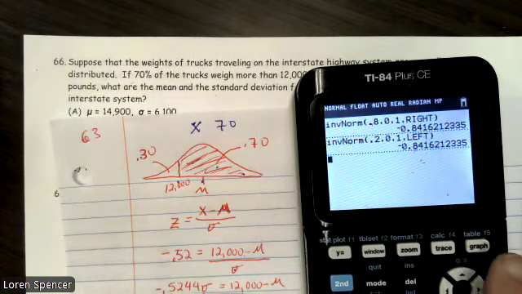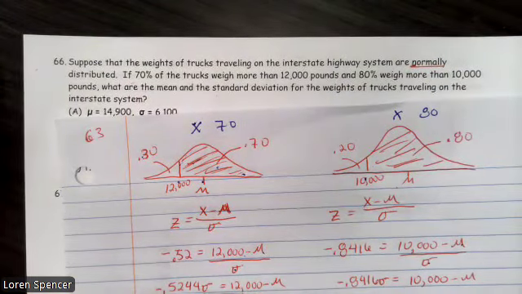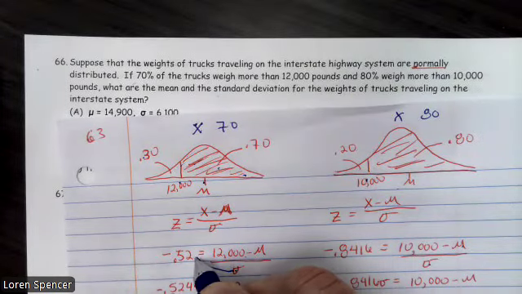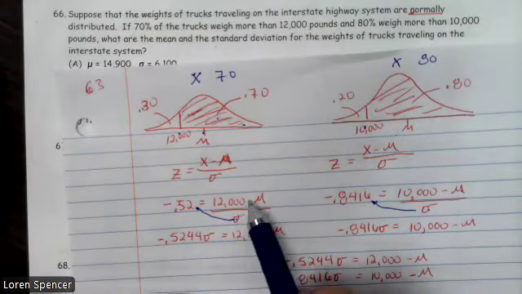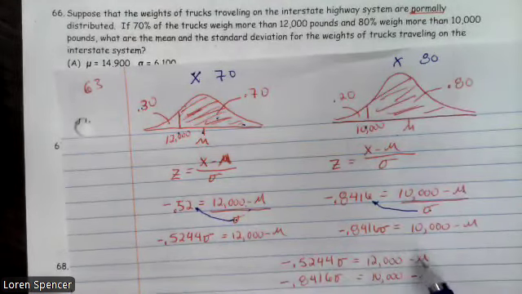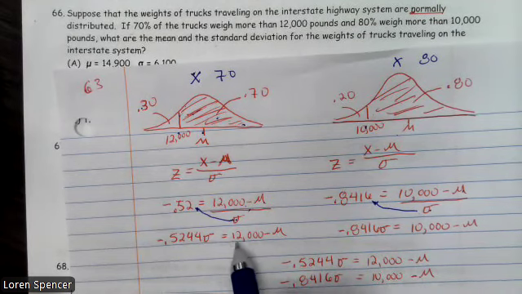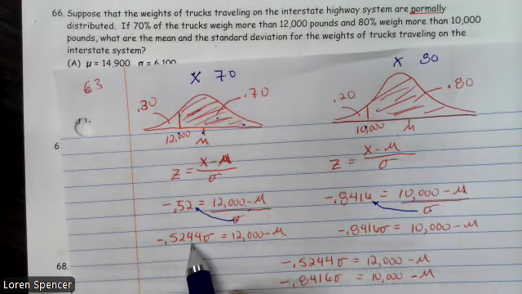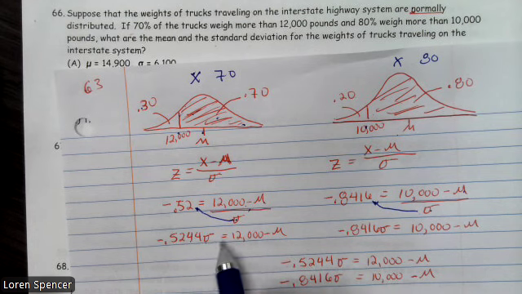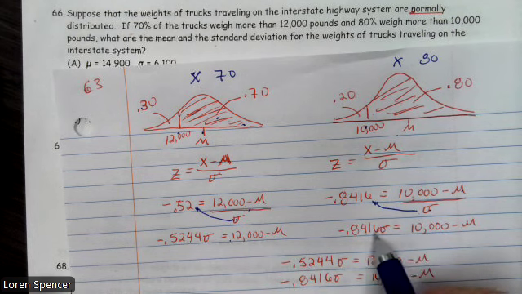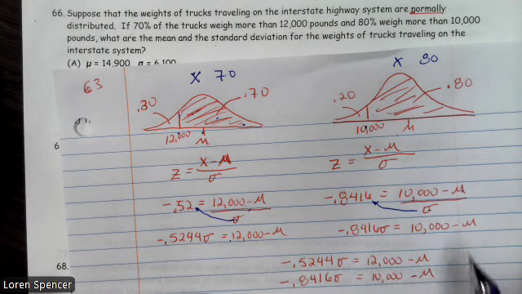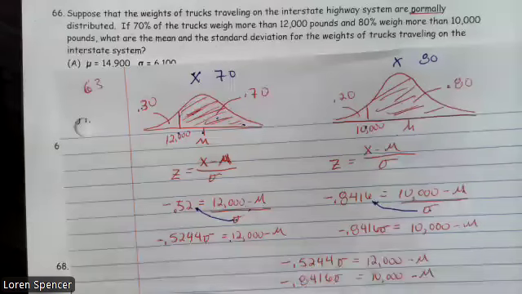All right. So make sure you have your left and rights correct. So once I have that, I'm going to do a little bit of algebra, and I'm going to move this here and move this here because lo and behold, I have two equations and two unknowns, so I can solve by systems. So I'm going to move this up by multiplication, and I get negative 0.5244 standard deviations equal 12,000 minus mu. And when I do the same thing here, moving this up, negative 0.8416 standard deviations equals 10,000 minus the mean. I wrote them down, one on top of the other.